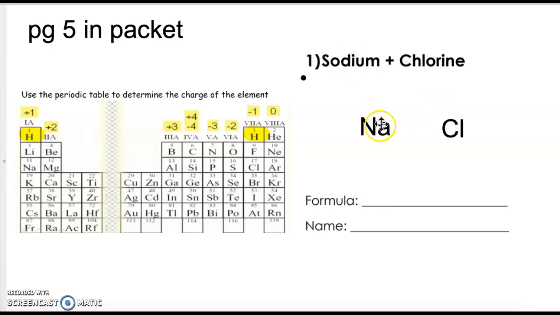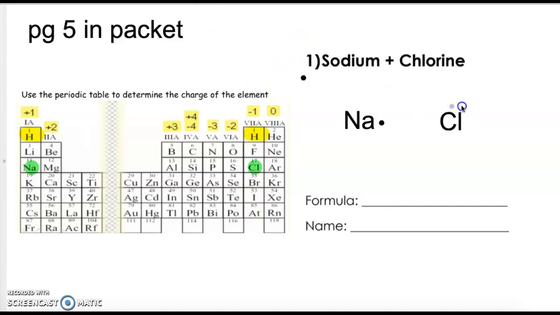So number 1 on page 5 says, show the Lewis dot structure and what would happen to the electrons with sodium and chlorine. So you have to look at your periodic table and find where sodium is. Sodium is right here, and chlorine is right here. And so you write Na for the symbol for sodium and Cl for chlorine, and then you need to make the dot structure. So sodium, again, is an alkaline metal, so it only has 1 valence electron, so you put 1 dot. Chlorine is a halogen, so it has 7 valence electrons.